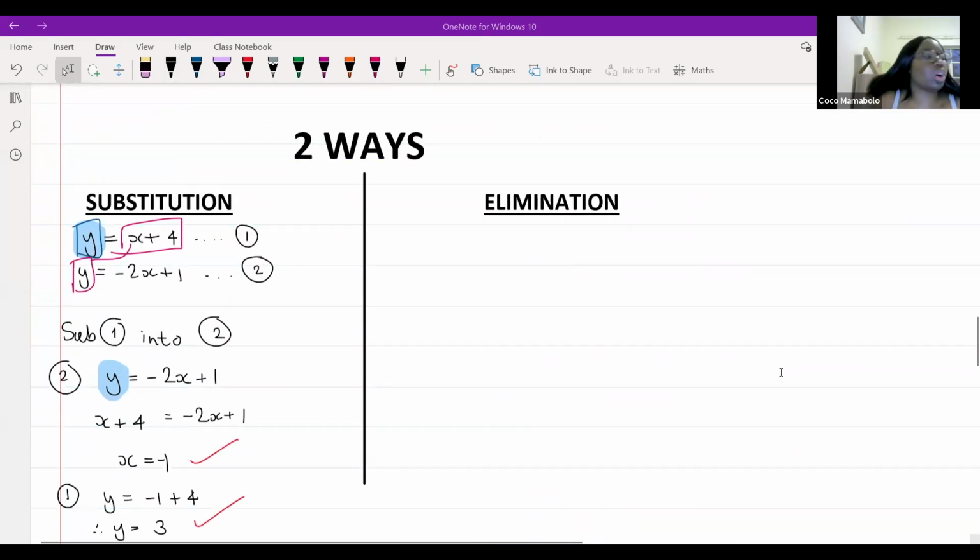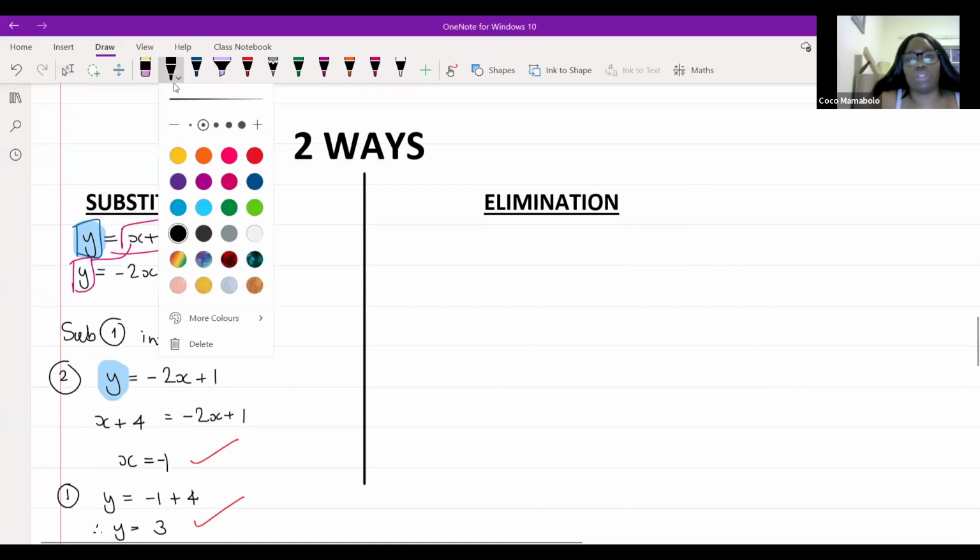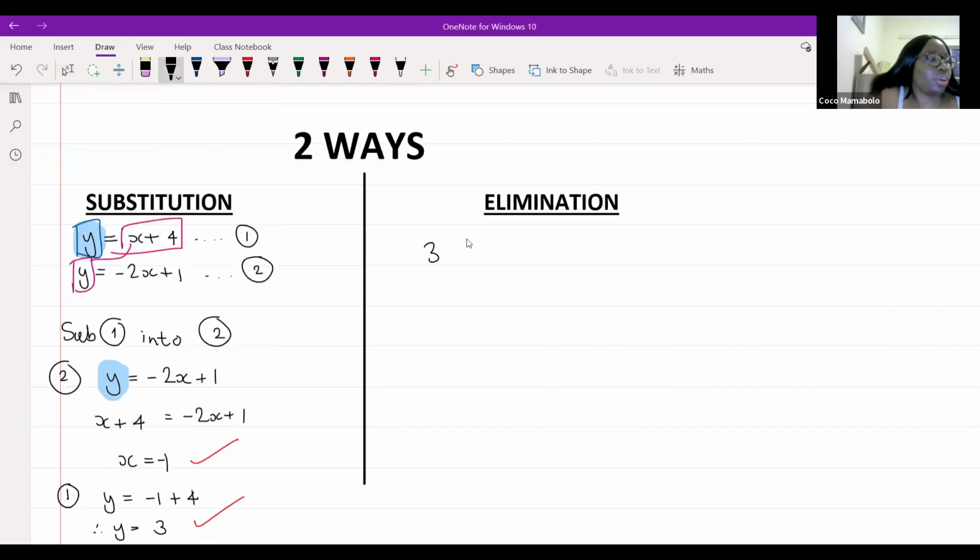All right, let's talk about elimination quickly, guys. Here's the sum that I'm going to give you. 3x plus 2y is equal to 16, and 2x minus 3y is equal to 2.